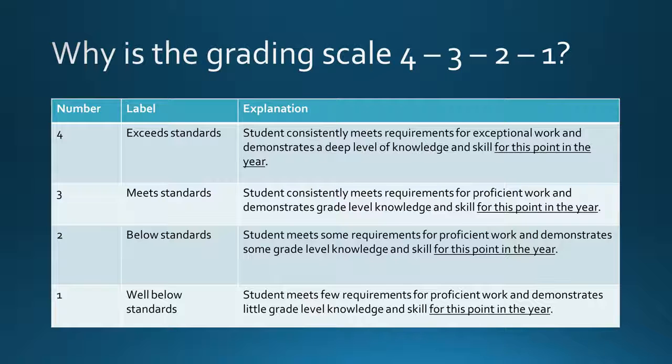And then you can go up and down from that standard up to a 4 for exceeding standards. These are given out very rarely. Below standards means that the student is approaching, is just about there. They meet some of the requirements but not all. And well below standards means that they're meeting very few requirements. The important thing to remember is that a 4 does not equal an A. A 3 does not equal a B, and so on. They mean very different things.